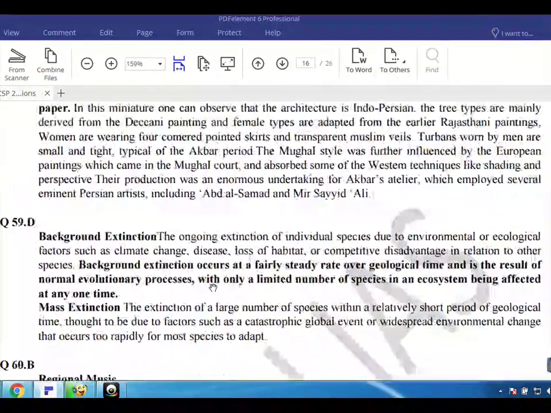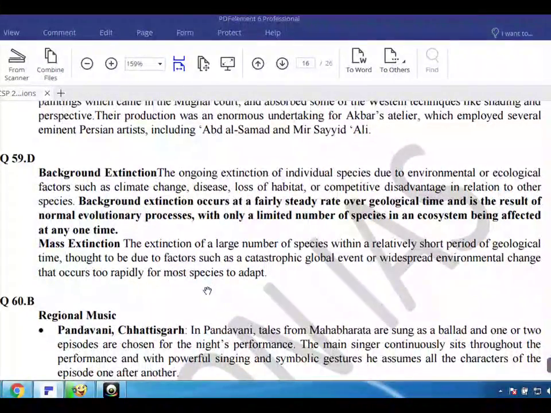Q59. The background extinction. The ongoing extinction of individual species due to environmental or ecological factors such as climate change, disease, loss of habitat, or competitive disadvantage in relation to other species. Background extinction occurs at a fairly steady rate over geological time and is the result of normal evolutionary processes, with only a limited number of species in an ecosystem being affected at any one time.